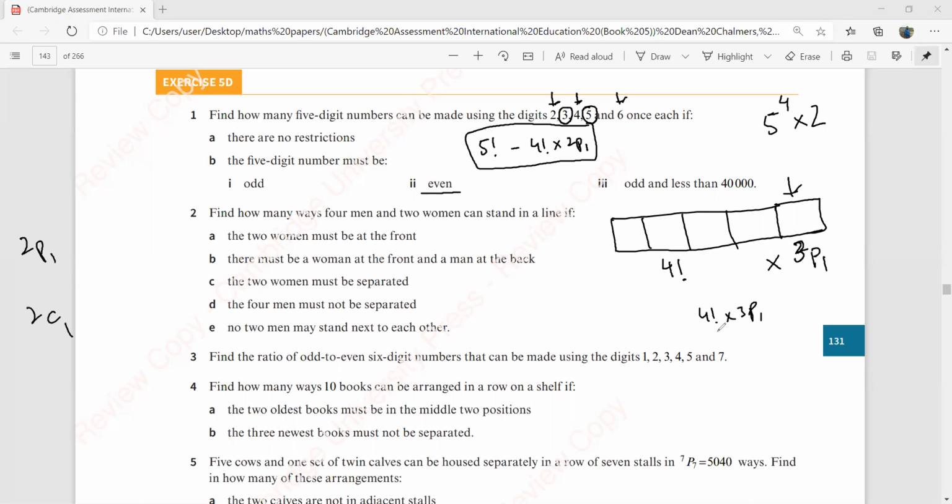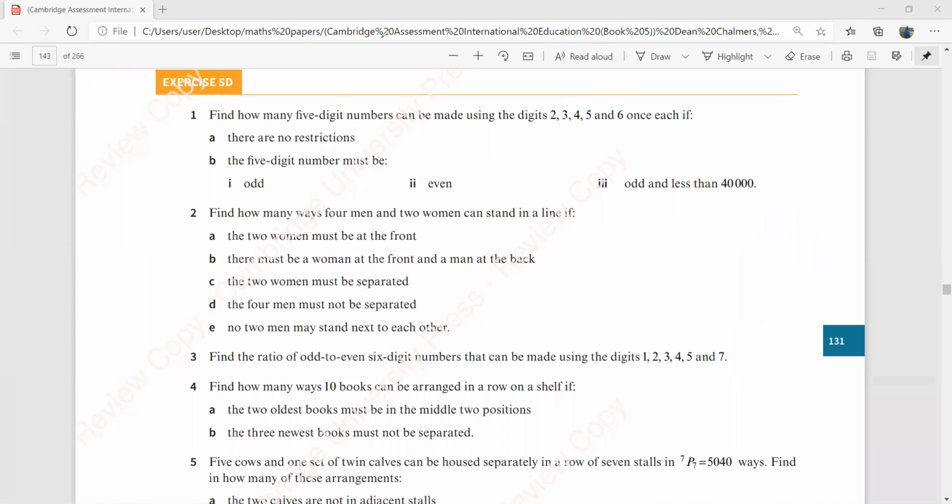Okay, now we are going to move to the third part. Now there are restrictions on both the beginning and towards the end. It says odd and less than 40,000. Odd and less than 40,000. Now, this is a bit harder question. Let me make an easier example first, and then maybe we can try this part.